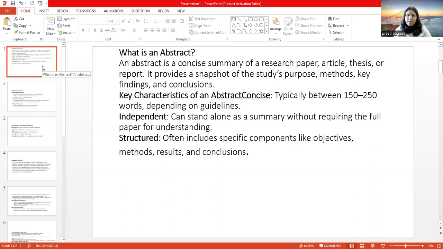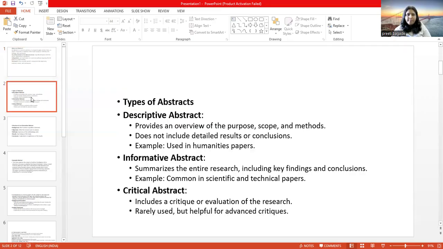So what is an abstract? An abstract is a concise summary of a research paper, article, thesis, or report, and it provides a snapshot of the study's purpose, methods, key findings, and conclusion. Key characteristics of the abstract: concise, typically between 150 to 250 words, depending on the guidelines. It is independent. It can stand alone as a summary without requiring the full paper for understanding. It should be structured, often including specific components like objective, methods, results, and conclusion. These are the steps you have to follow for the abstract.